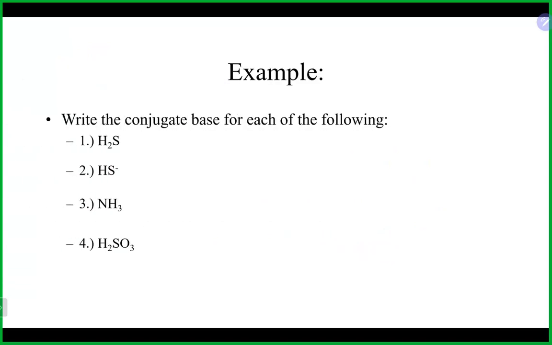All right, so why don't you do this for each of the following, write what the conjugate base would be if you started with each of those.